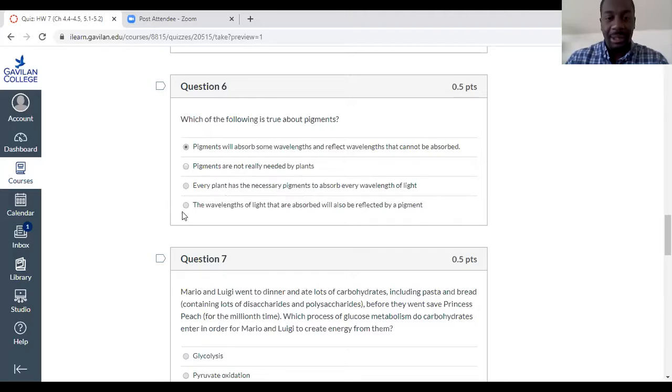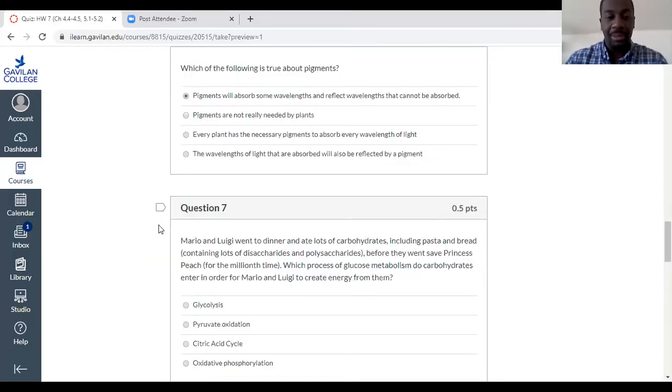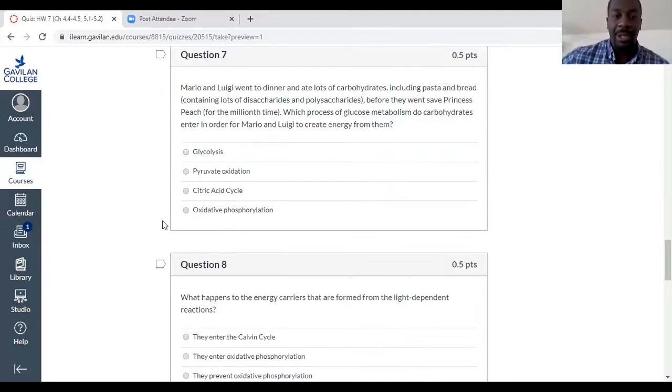Okay. Cool. So we'll go ahead and move forward here. So question 7. Mario and Luigi went to dinner and ate lots of carbohydrates, including pasta and bread, containing lots of disaccharides and polysaccharides, before they went to save Princess Peach for the millionth time. So which process of glucose metabolism do carbohydrates enter in order for Mario and Luigi to create energy from them? Right, glycolysis. Perfect.